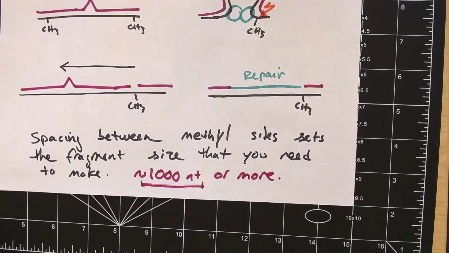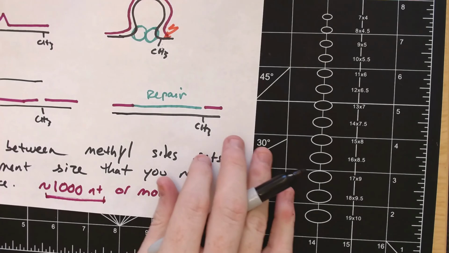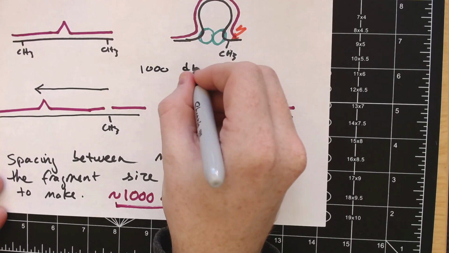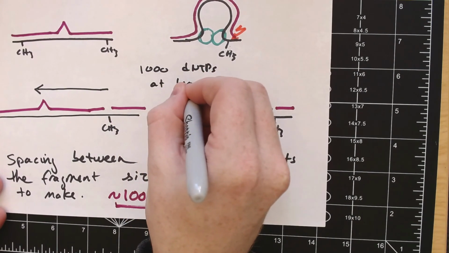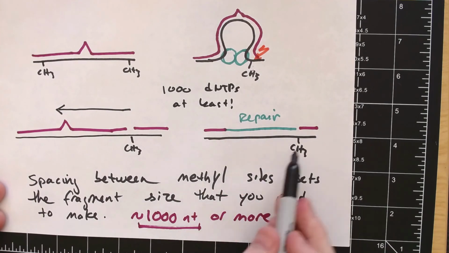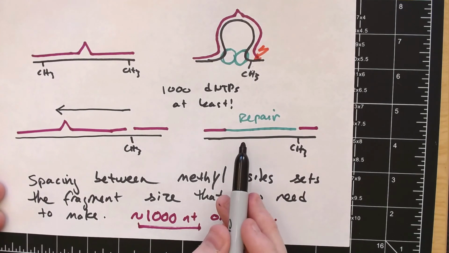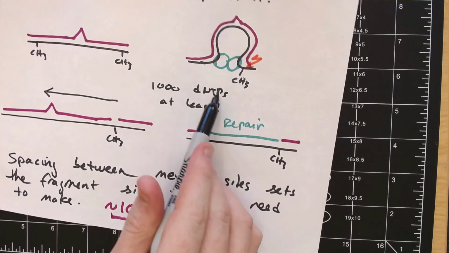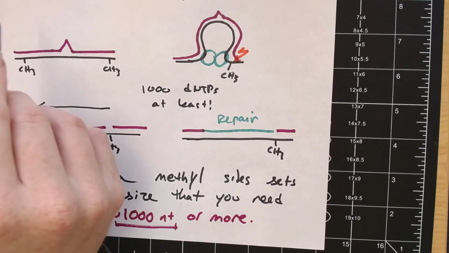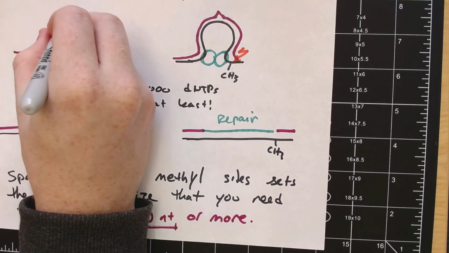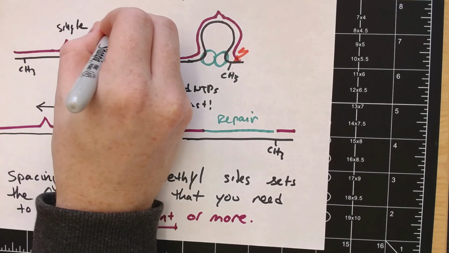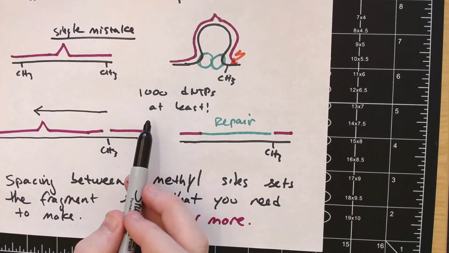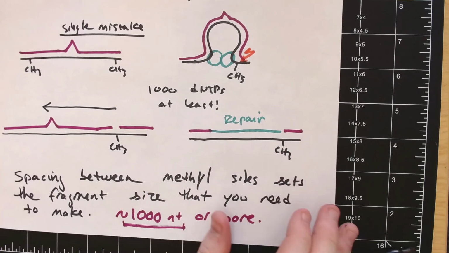And so if you think about how many dNTPs that would be, so like 1,000 dNTPs at least to repair something that's 1,000 nucleotides here. So that turns out to be pretty expensive. And that's a lot of fuel to burn to fix a single, remember this is a single mistake here, okay? And so this could be a huge amount of energy to fix a single mistake here.